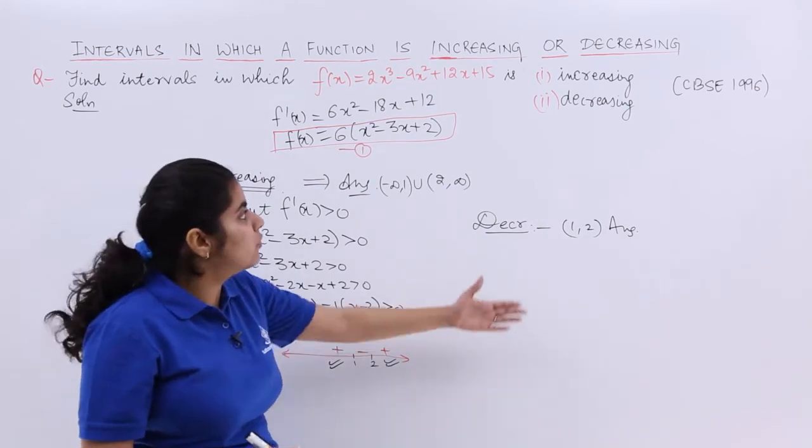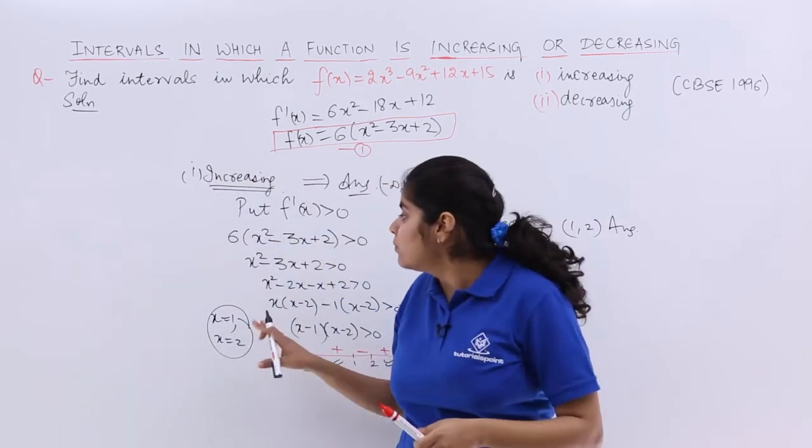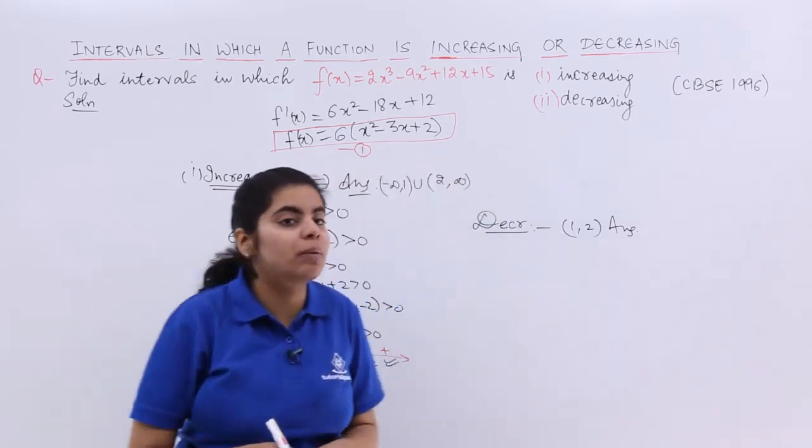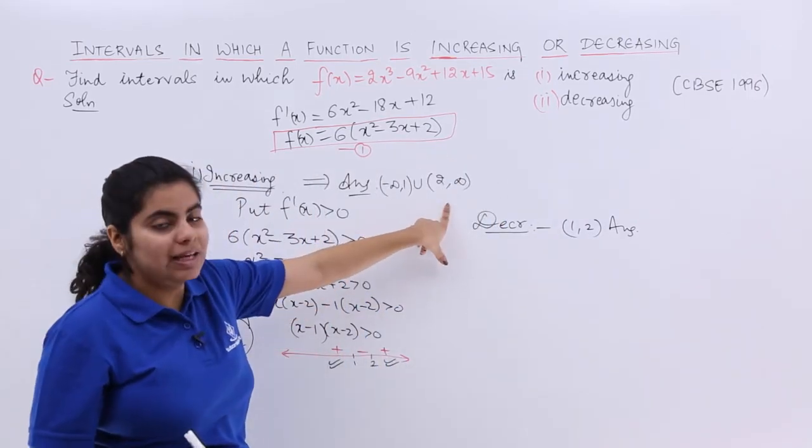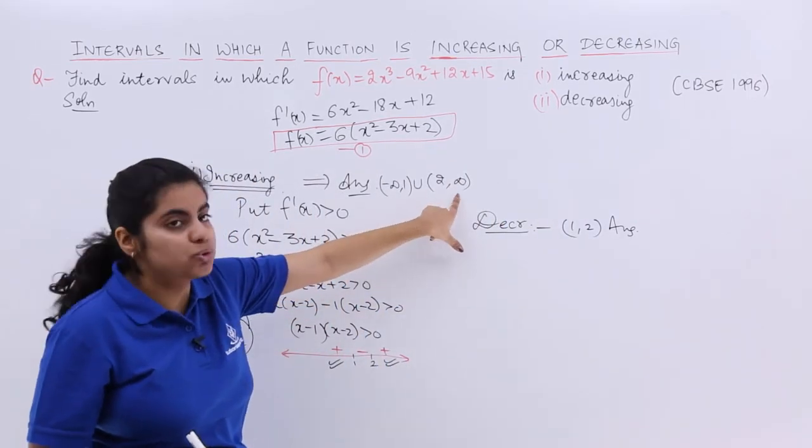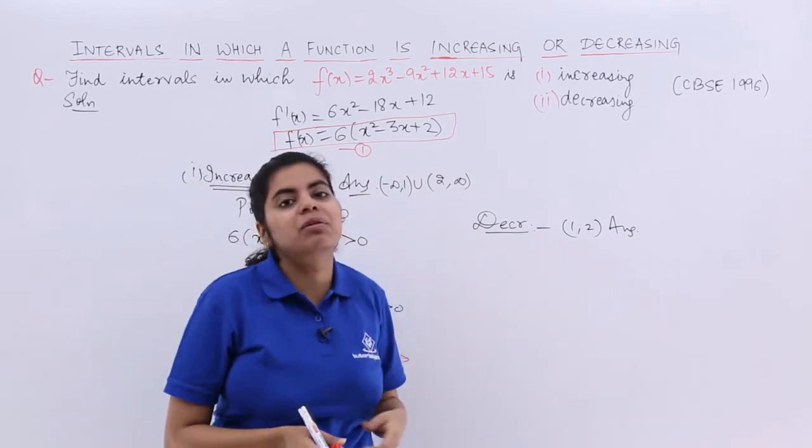So the answer to the first part, that is increasing, is what? It is actually going to be solved in this manner and the answer would be something like this: minus infinity to 1 union 2 to infinity. For decreasing, it will be 1 to 2.